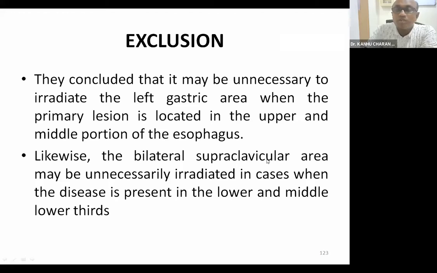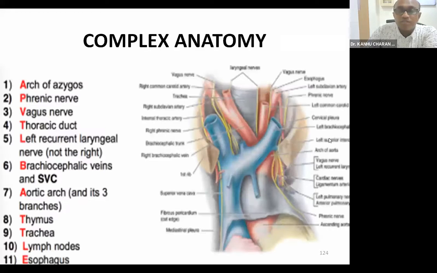exclusion. They conclude that it may be unnecessary to irradiate the left gastric area when the primary lesion is located in the upper esophagus. Likewise, the bilateral supraclavicular area is unnecessary to treat in the case of middle and lower esophagus. These are because this is a complexity area, from the arch of the aorta to the esophagus.